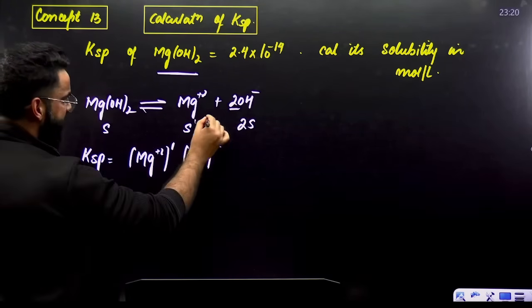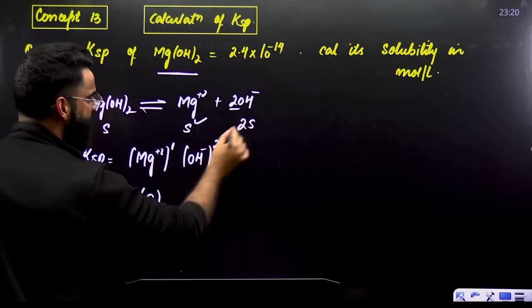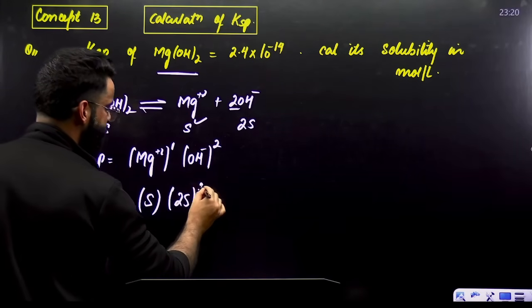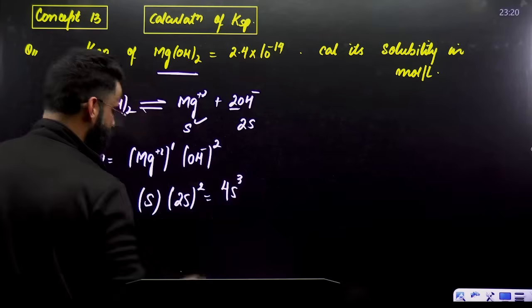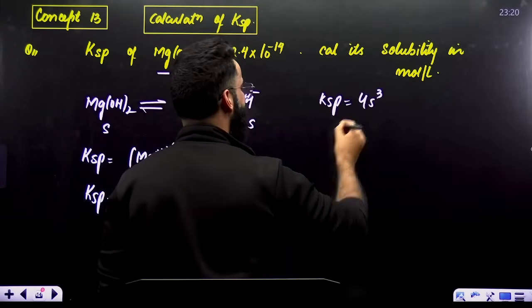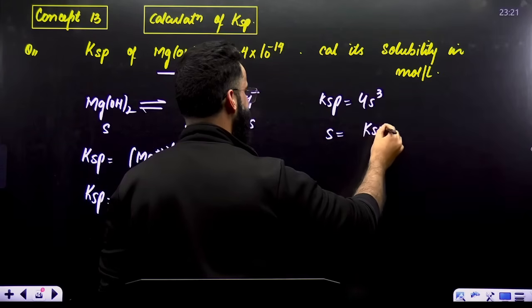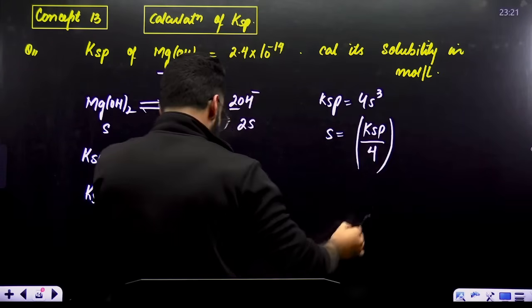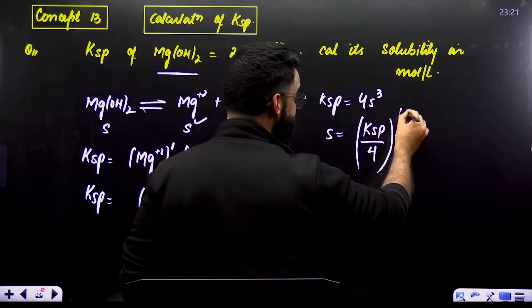What's the concentration of Mg2+? That's S. What's the concentration of OH-? That is 2S raised to 2. So this value comes out to be 4S cubed. So I got to know your KSP value is nothing but 4S cubed. So I can say S is equal to (KSP divided by 4) whole raised to 1 by 3.